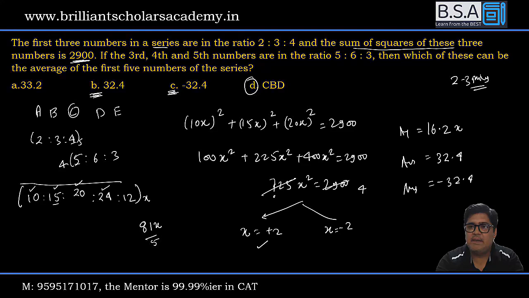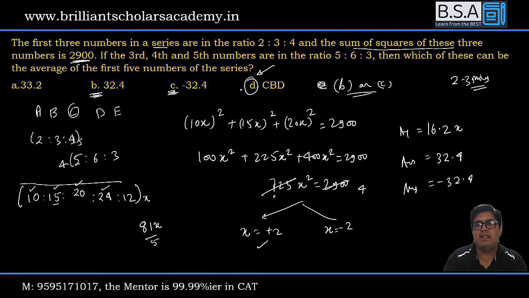The answer is CBD because both options are there. If there was a proper option, there should have been another option which will encompass both. Answer E should have said B or C. Because there is no such answer, I will have to mark CBD. That is the answer. I cannot be sure which of these is the actual value of the average. Option D.